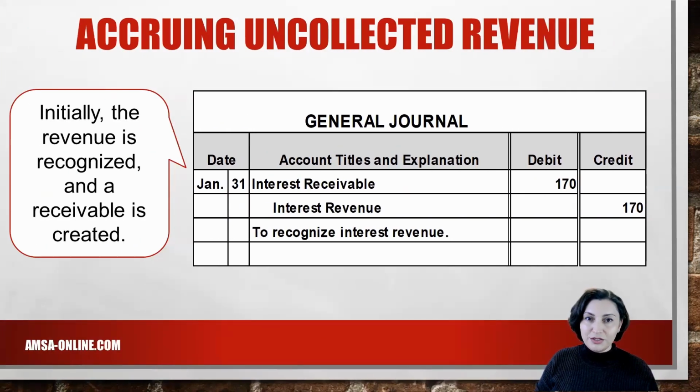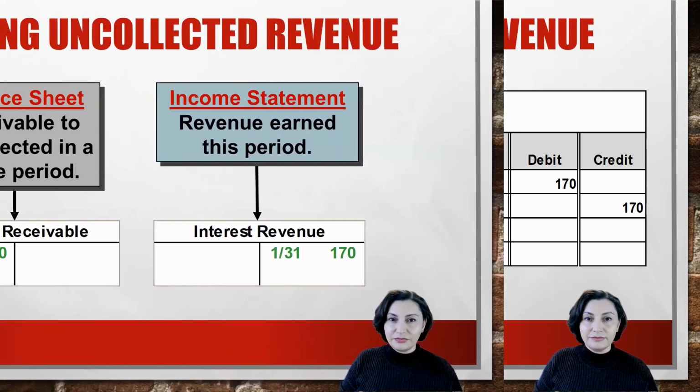Webb will increase or debit the asset account, interest receivable, for $170 and increase or credit the revenue account, interest revenue, for the same amount. Just a reminder, revenue is increased by credit.